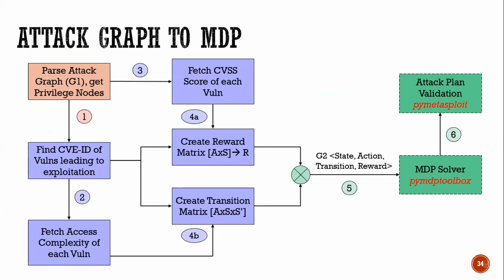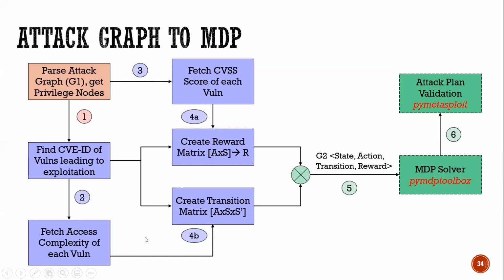So bridging it all together, this is how we arrive at a Markov decision process from an attack graph. This is the algorithm that I designed. Basically, in step 1 you parse the attack graph to get the nodes which show the privilege of the attacker. In step 2 you find the CVE IDs of the vulnerabilities that lead to this exploitation. In step 3, from the attack graph, you fetch the CVSS scores of the vulnerabilities. In step 4A, you use the CVSS score to create a reward matrix which maps the actions and the state transitions to a real value. So basically it will be, say, a column matrix for different CVSS scores.